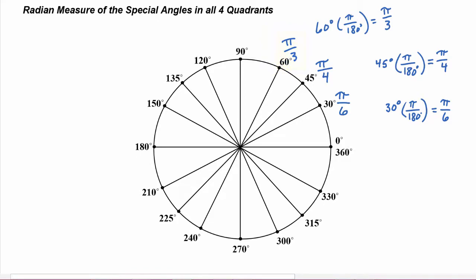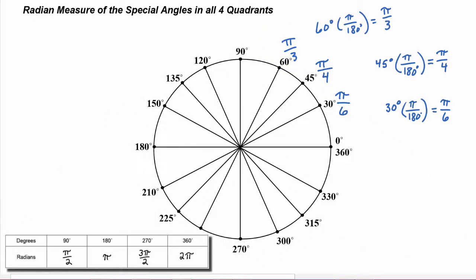Now let's go ahead and label the quadrantal angles because we already figured those out previously. We know 90 is pi over 2. We know 180 is pi. 270 is 3 pi over 2. And 360 is 2 pi.